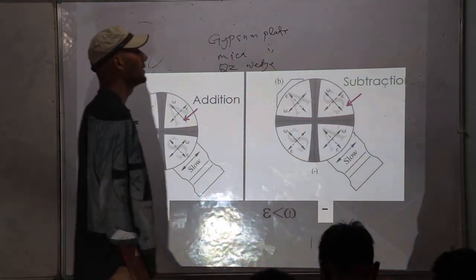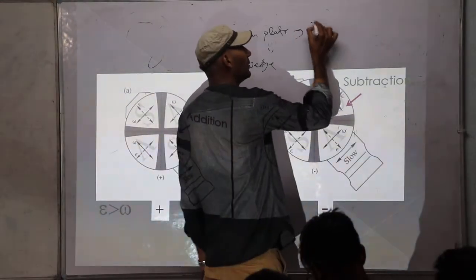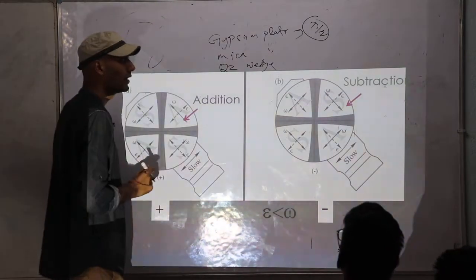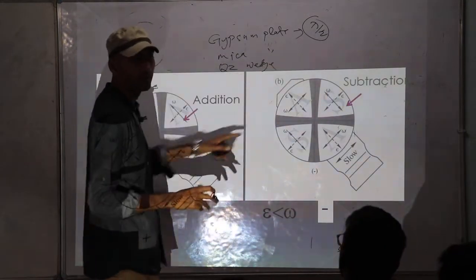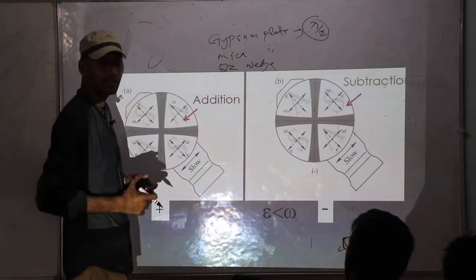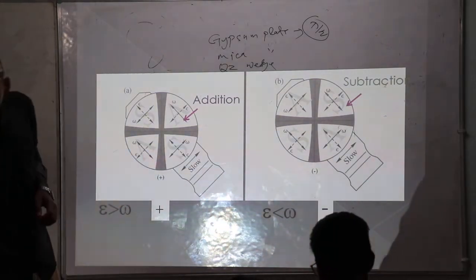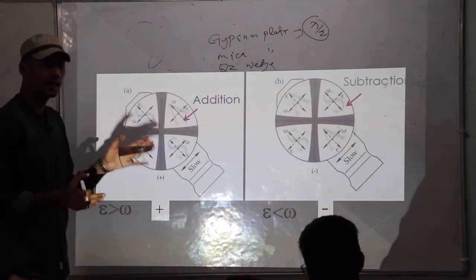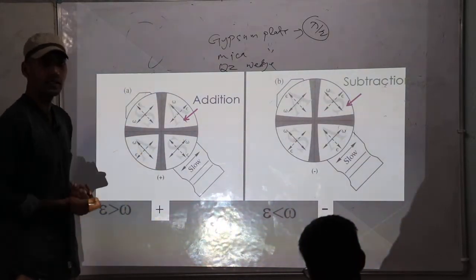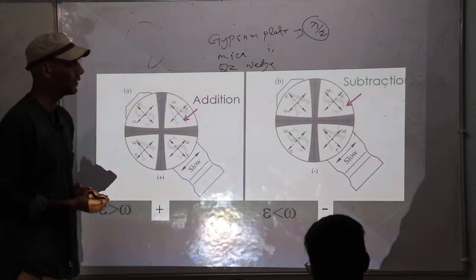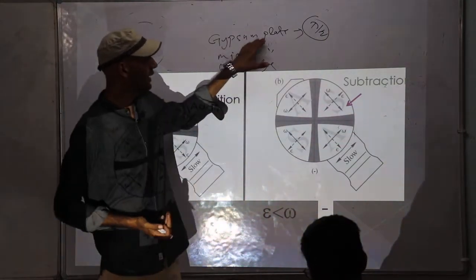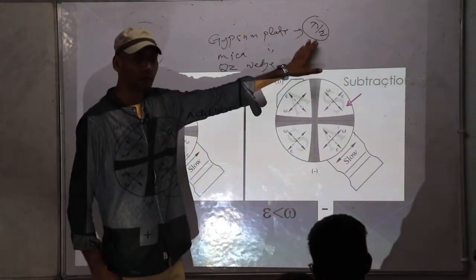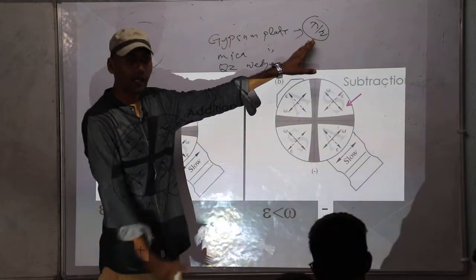The gypsum plate is named as half wavelength plate. Why? Because it is increasing the retardation. The mineral is there on the stage, and the mineral has respective refractive index for the two rays, ordinary and extraordinary. So there is some retardation between ordinary and extraordinary. What happens if you insert the gypsum plate? The retardation will increase by half of the wavelength.